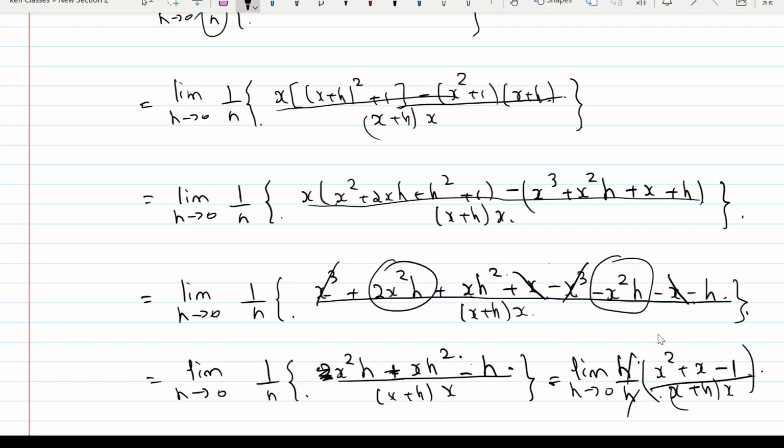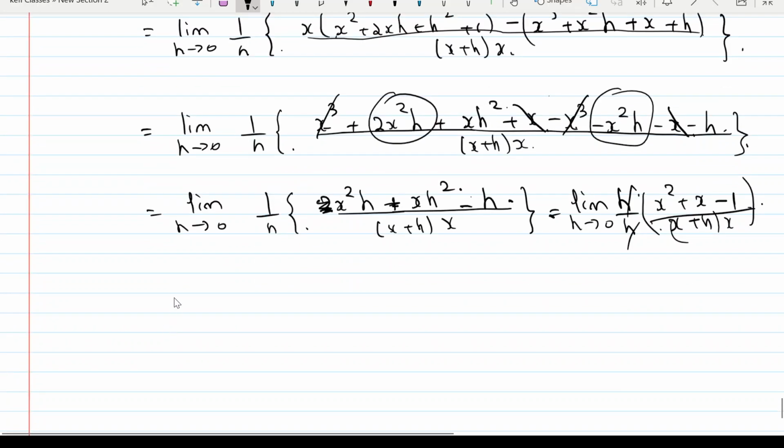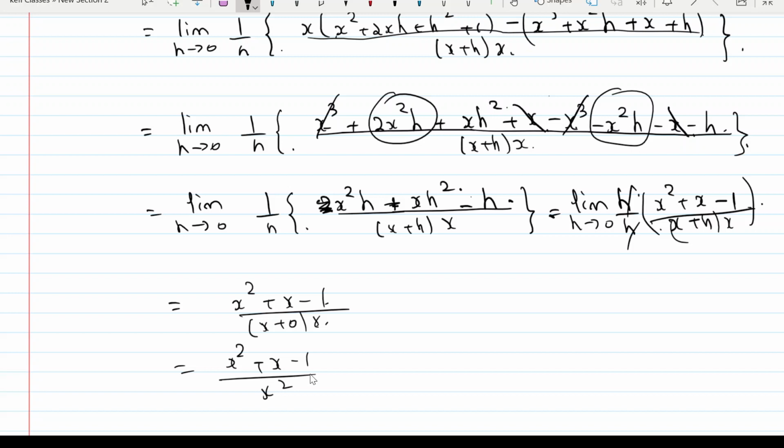ये कुछ तो गड़बड़ लग रहा है. ओके, बाद में देख लेता हूँ आंसर. So when you take the LCM or take the limits, this becomes equal to x square plus x minus 1 upon x plus 0 into x, which is equal to x square plus x minus 1 upon x square.